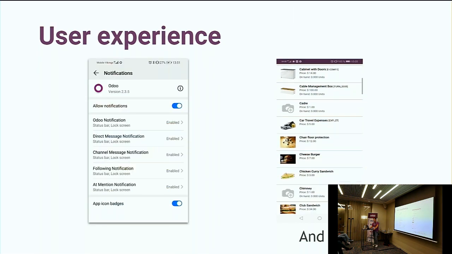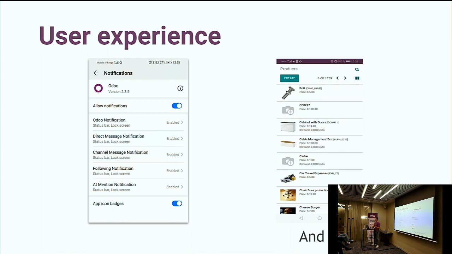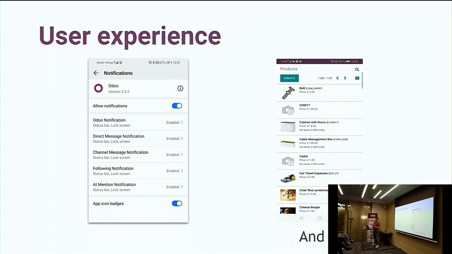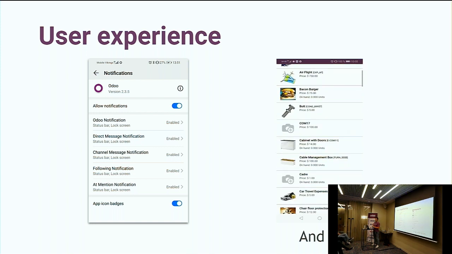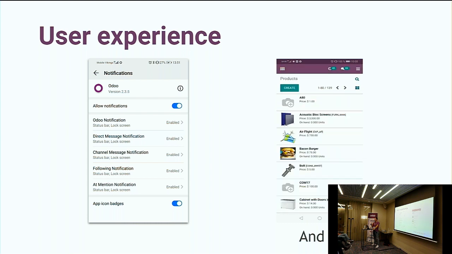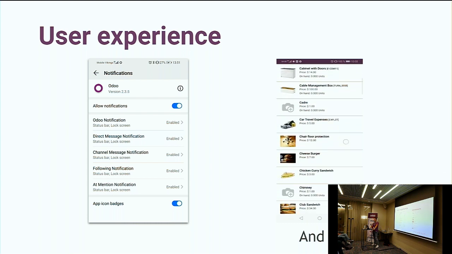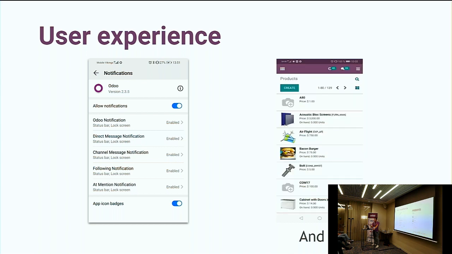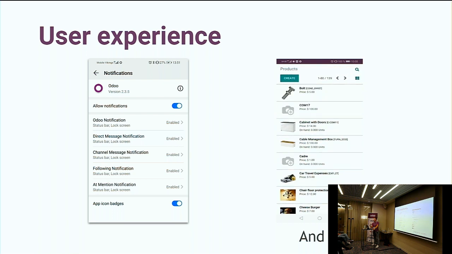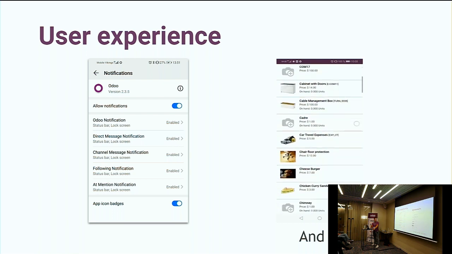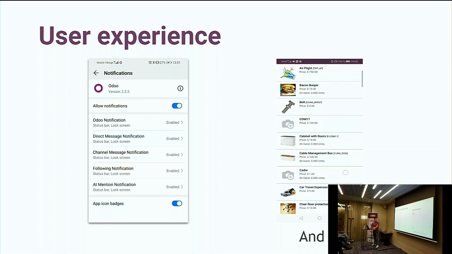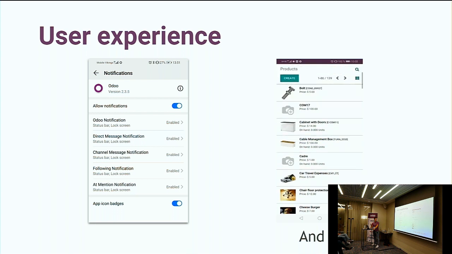And in general, we have improved the user experience. So now you can receive notifications, of course, as before, but you have the possibility to select what notification you want to receive. So you can not filter, but you can receive some direct messages, notifications, but you can block notifications for channel messages, for example. Same thing for notifications when you are following a document, and notification at mention.